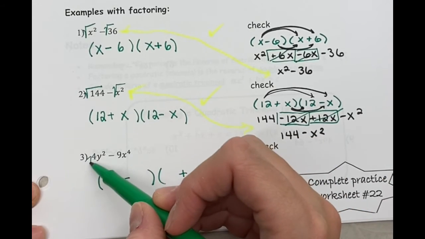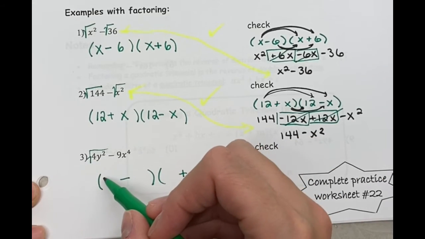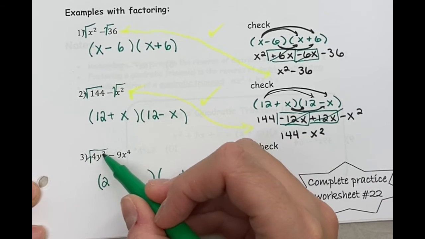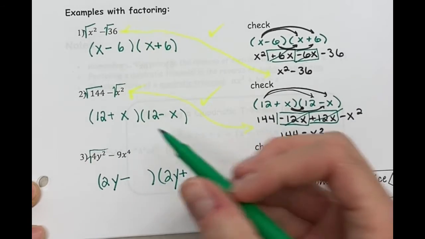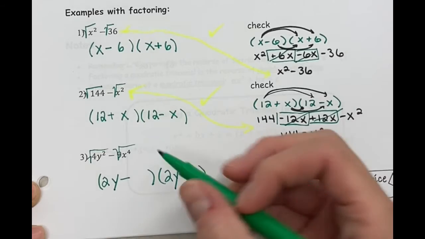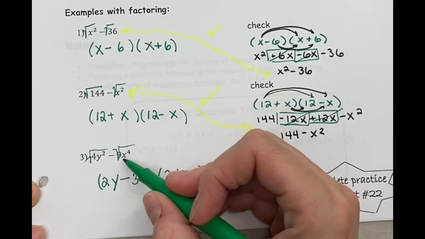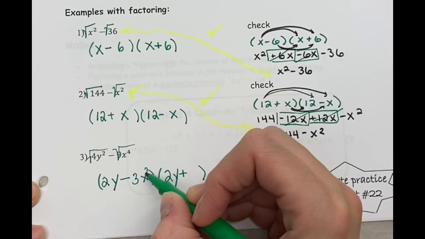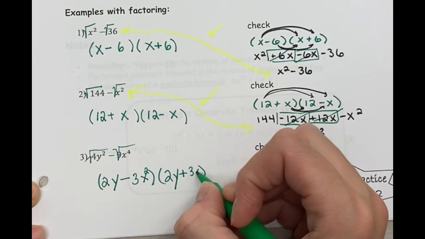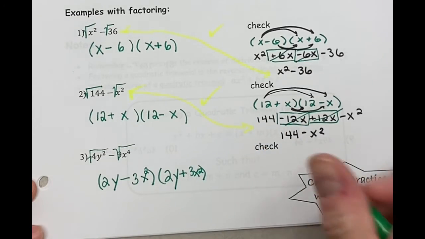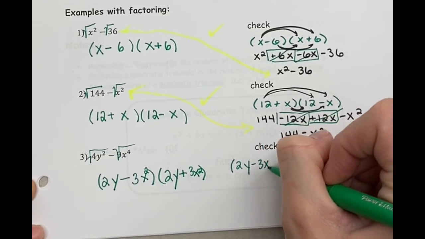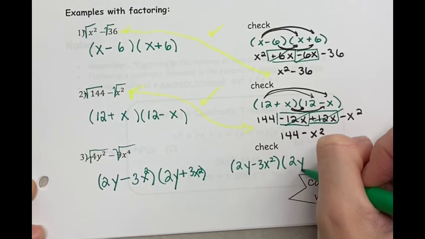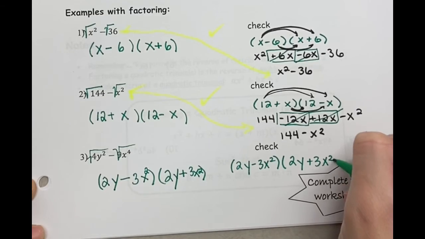We're going to take the square root there. So the square root of 4 is 2. And the square root of y squared is y. So 2y goes first. And then I need to take the square root of the second term. The square root of 9 is 3. And the square root of x to the 4th is x to the 2nd. So then if I wanted to check, I have 2y minus 3x squared times 2y plus 3x squared.